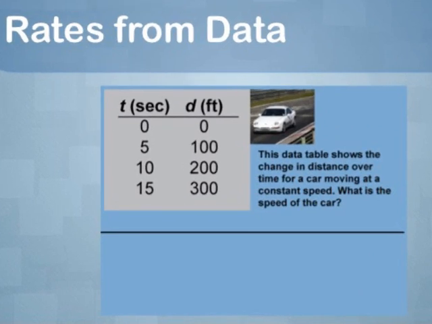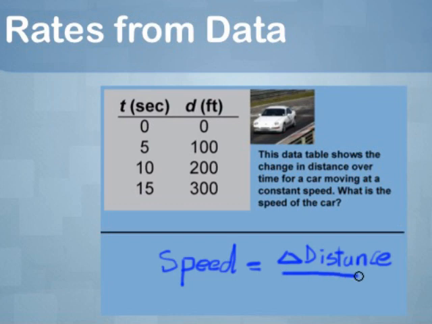This data table shows the change in distance over time for a car moving at a constant speed. What is the speed of the car? Recall that speed is the rate of change of distance over time. This data set can be used to find the rate.